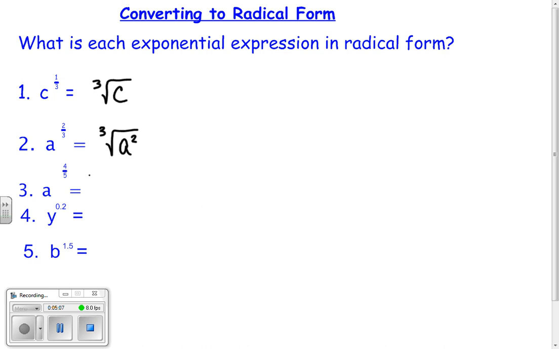Number 3, a to the 4/5. The 5 will stay out, and the 4 will go in as a power to a. Number 4 is a little trickier because it's given to you in decimal format, so take a couple steps to simplify that. 0.2 is really 2/10, which reduces to 1/5. So what I really have is the 5th root of y. You can change decimals to fractions first and then simplify.